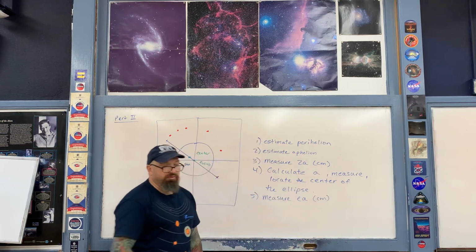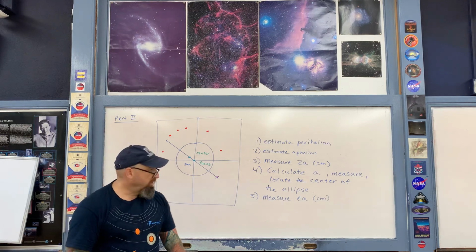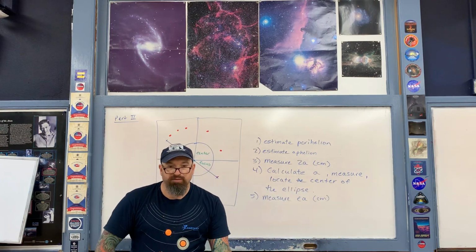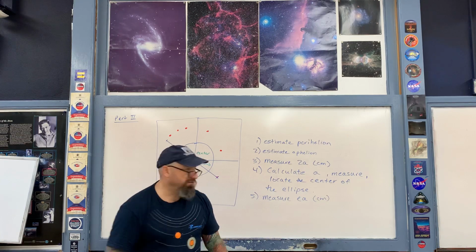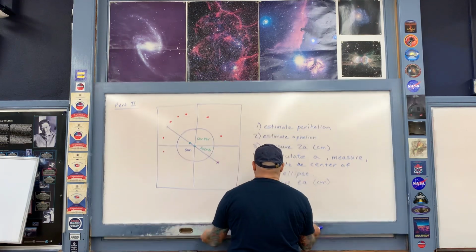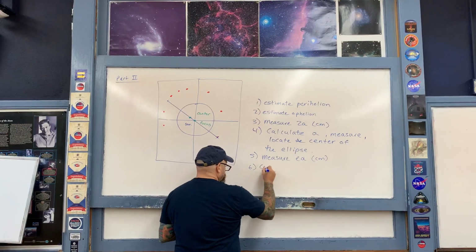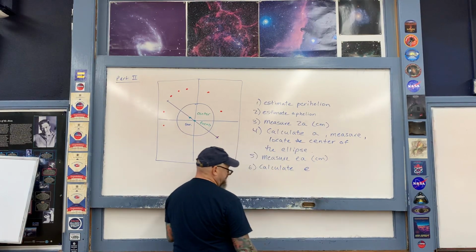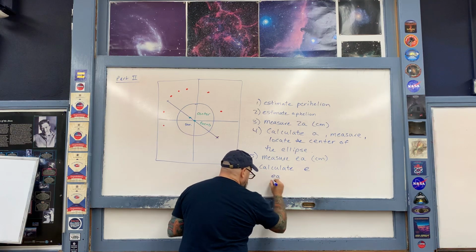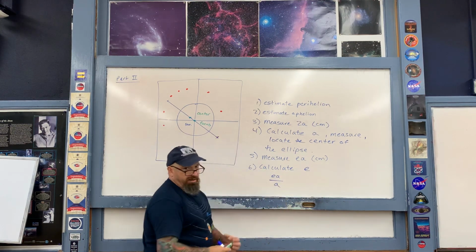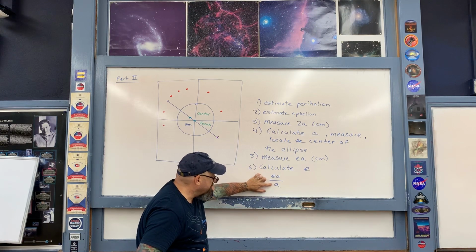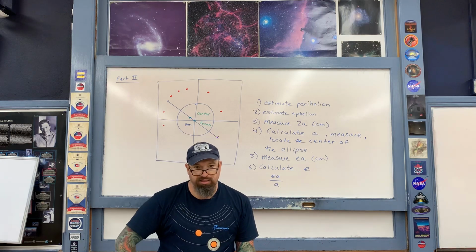Okay, so now if we have the distance EA, and you know what the distance A is from earlier, then the last step to find the eccentricity is just a little bit of division. So now calculate the eccentricity E. Take the distance EA and divide it by A. So take your distance for EA in terms of centimeters, divide it out by the distance A in terms of centimeters. What's left over is the eccentricity E.